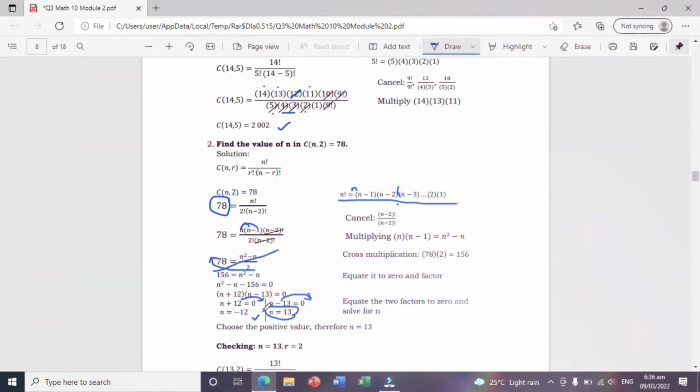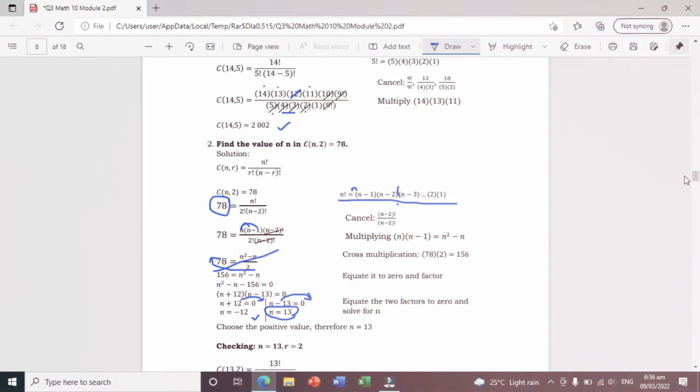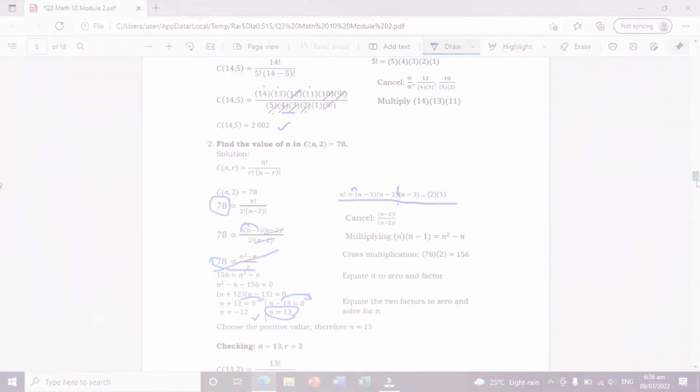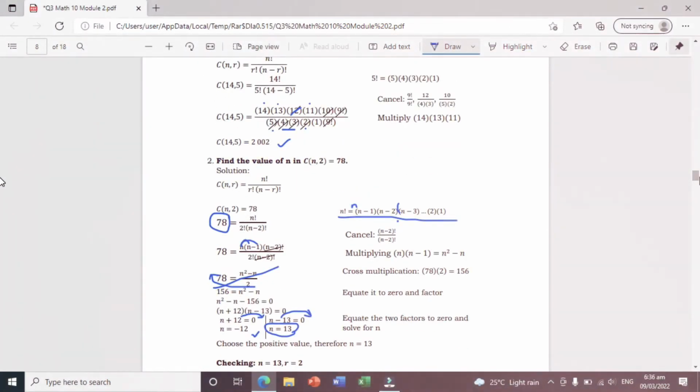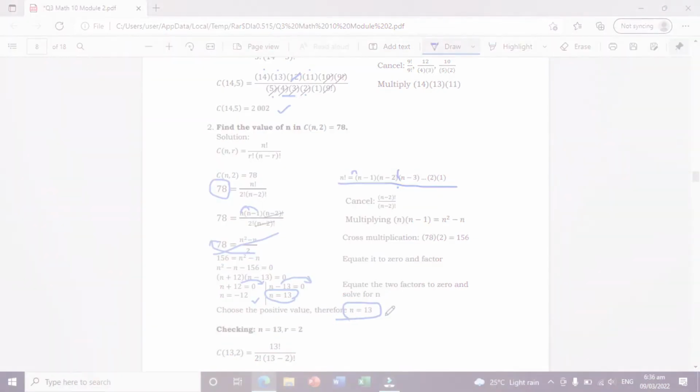Take note, we are referring to values of n. And that n is considered objects, things, the number of objects. So, we cannot have a negative sign. So, therefore, n equals 13.